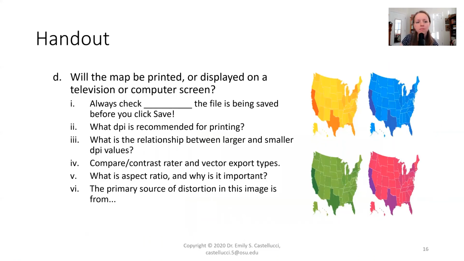All right, on your handout, discuss the various aspects of whether or not the map will be printed or displayed on a television or computer screen. What do you always need to check when you're saving your files? What is DPI? Which one is recommended for printing? What's the relationship between larger and smaller DPI values? Compare and contrast the various raster and vector export types. What is aspect ratio? Why is it important? And identify the main source of distortion in the image to the right.